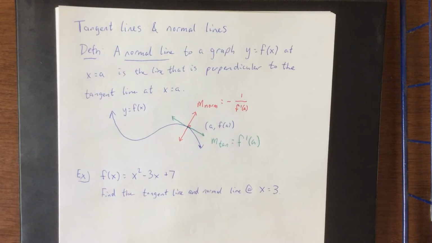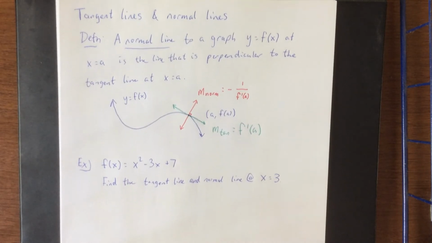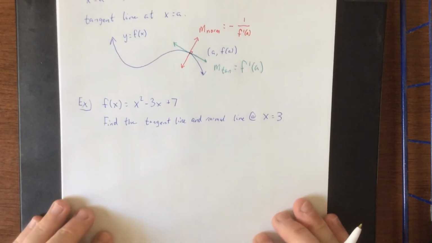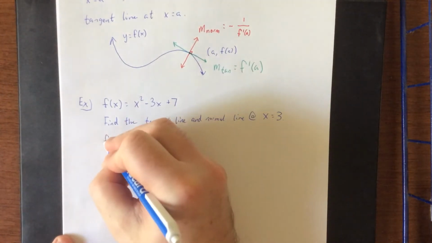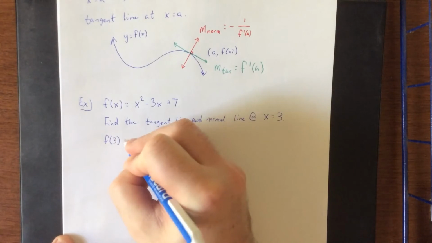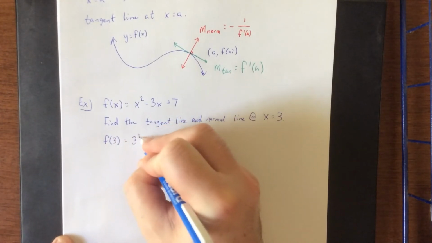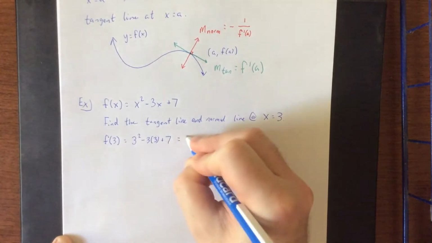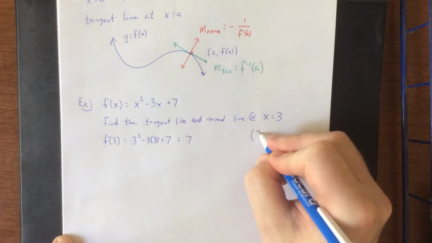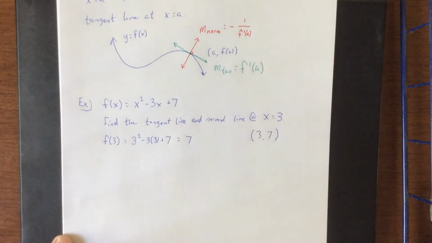So in order for us to find the equation of a line, we are going to need both a point as well as a slope. Right now we only have an x value. We can turn that into a point by plugging it into the given function. So f of 3 is going to be equal to 3 squared minus 3 times 3 plus 7. First two terms will cancel each other out, and we will be dealing with a y value of 7 at our point.